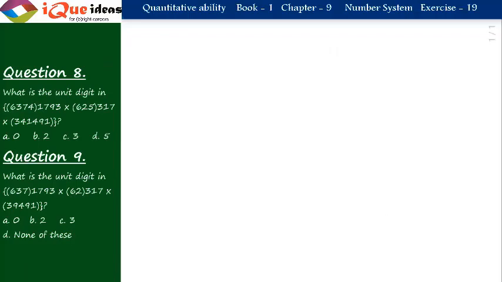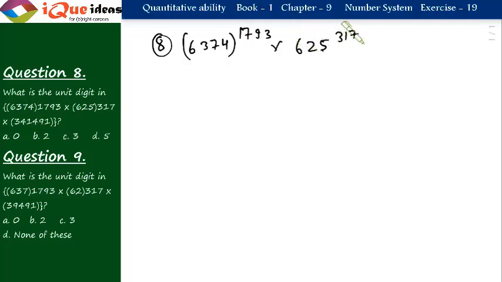Okay. Now let's take question number 8, which is what is the unit digit in 6374 to the power 1793 into 625 to the power 317 into 341 to the power 491. Now, first of all, if you have to find the unit digit, consider only unit digit from the numbers, right?